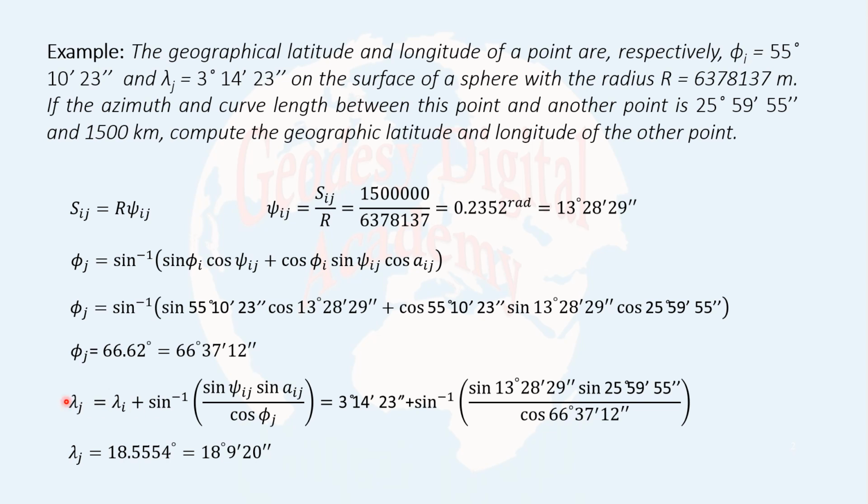For the longitude, we have already derived the formula. Just insert the numbers here. Insert the values for lambda i, plus we have the arc sine of the sine of the spherical angle, the geocentric angle between the points, the azimuth, and the cosine of the latitude of the other point. So if you solve it, you will come to lambda j. It's 18 degrees, 90 minutes, and 220 seconds.